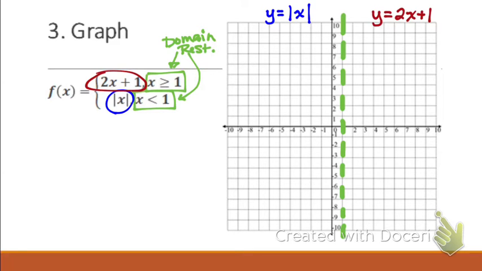Where would it touch the y-axis at? At 1, and then from there we would go up to 1, up to over 1. So I know I'd have these points here, but I can't have this one, so I can go back and erase that one out.